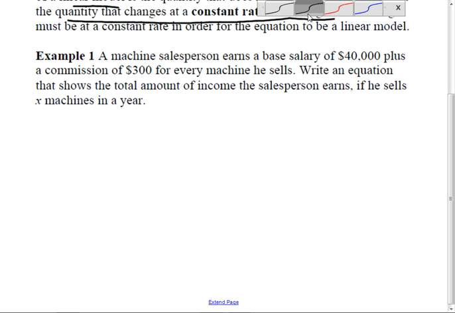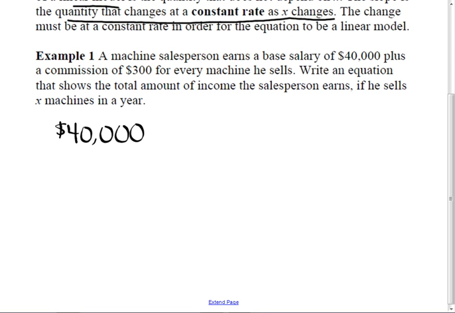So, is that a lot of money? $40,000 in a year? More than a teacher makes. More than a first-year teacher. They don't make that much.